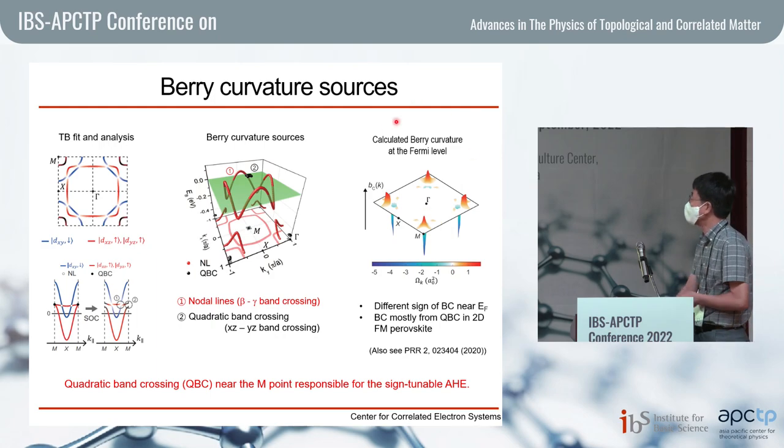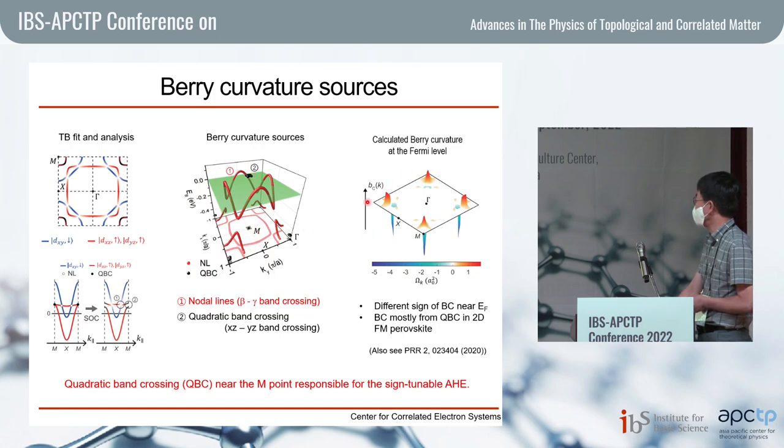It turns out that this mixing between up spin and down spin, or majority and minority, between these two bands leads to nodal lines, that's a beta and gamma band crossing, but also here around the pi-pi point, that's the band near the pi-pi point, made of YZ and ZX band. They form a quadratic band crossing. So with spin-orbit coupling, it turns out that these are very strong sources of Berry curvature. And this nodal line looks like this. Meanwhile, the quadratic band crossing, or QBC, exists near the pi-pi point or endpoint here.